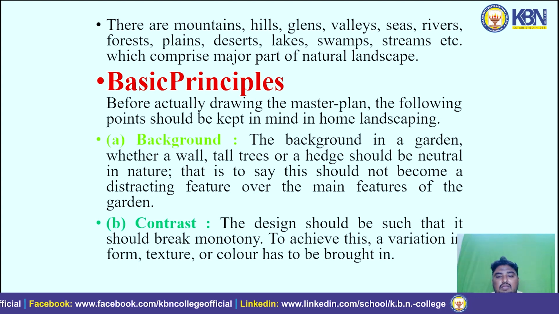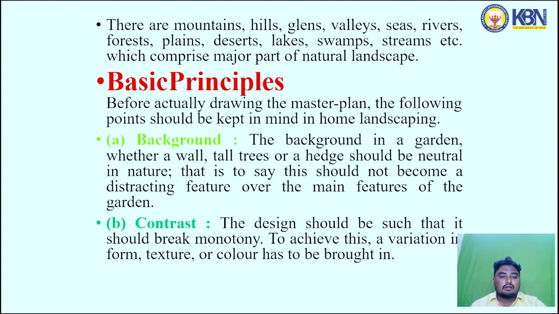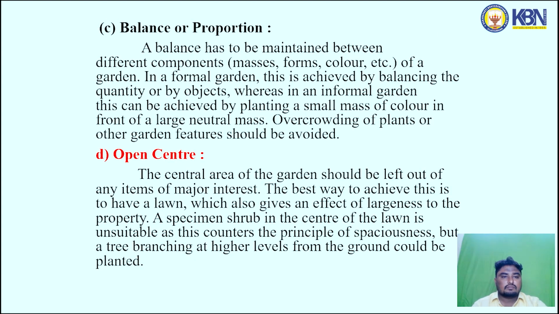First one is the background. The background in the garden, whether a wall, tall trees or a hedge, should be neutral in nature. That is to say, this should not become a distracting feature over the main feature of the garden. Contrast. The design should be such that it breaks monotony. To achieve this, variations in form, texture or color have to be brought in. Balance or proportion. A balance has to be maintained between the different components, masses, forms, colors, etc.